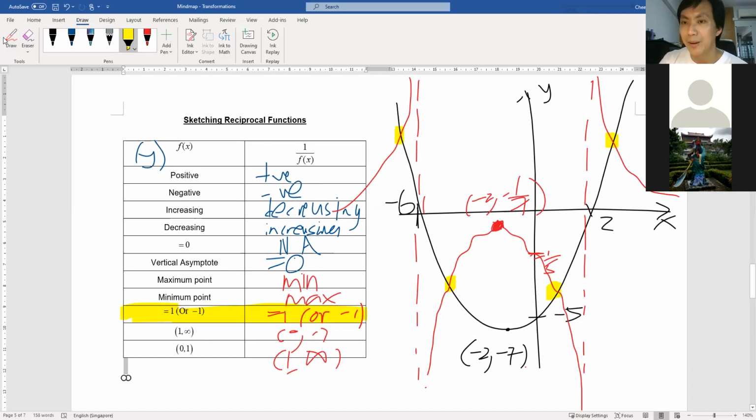Okay, anyone, any questions from how this is derived? Okay, guys, any questions? All right. Okay, so we will go through a few more questions on this.